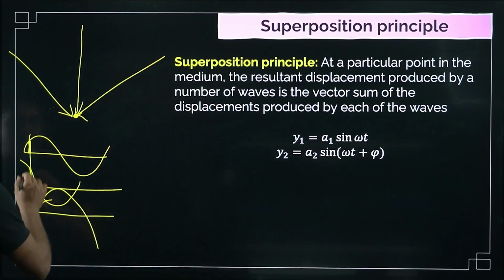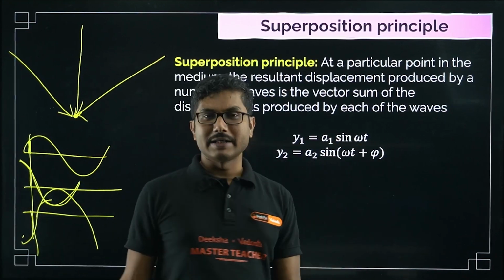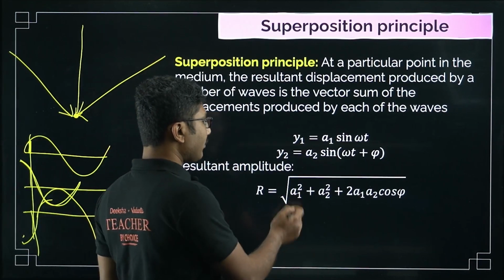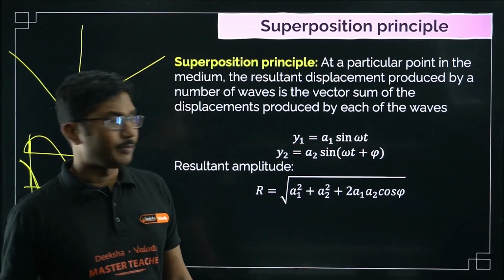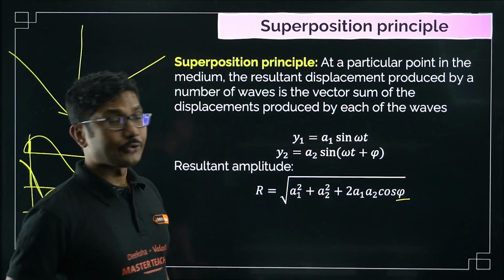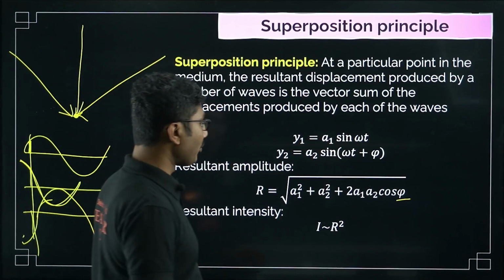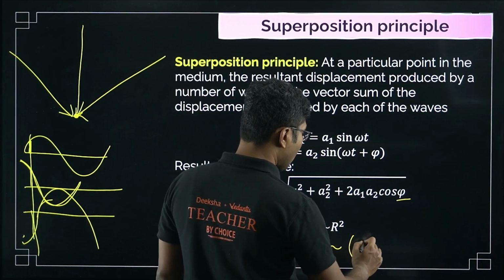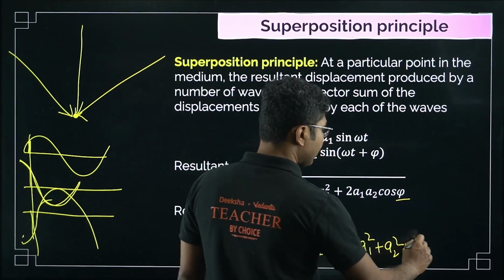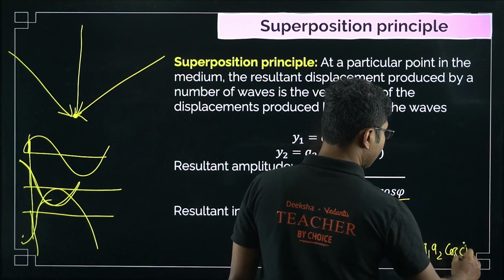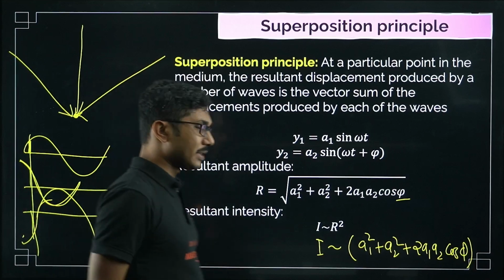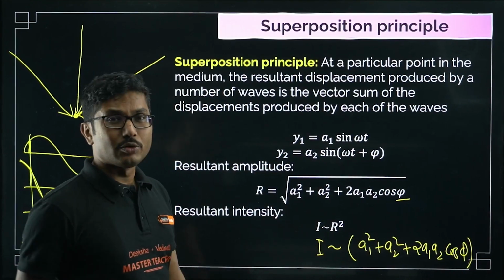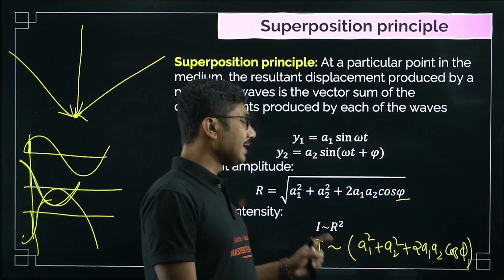The second wave which is coming is, say, a2 sin omega t plus phi. Phi is the phase difference between these two waves. From there we can find the resultant amplitude squared as a1 square plus a2 square plus 2a1 a2 cos phi. Based on whatever the value of phi is, the resultant amplitude will vary. The resultant intensity is proportional to R square, so I is proportional to a1 square plus a2 square plus 2a1 a2 cos phi. If cos phi is 0, then it is simply a1 square plus a2 square. If cos phi is minus 1, it will be a1 minus a2 whole square. If cos phi is plus 1, it will be a1 plus a2 whole square. So based on the value of cos phi, the intensity will change.